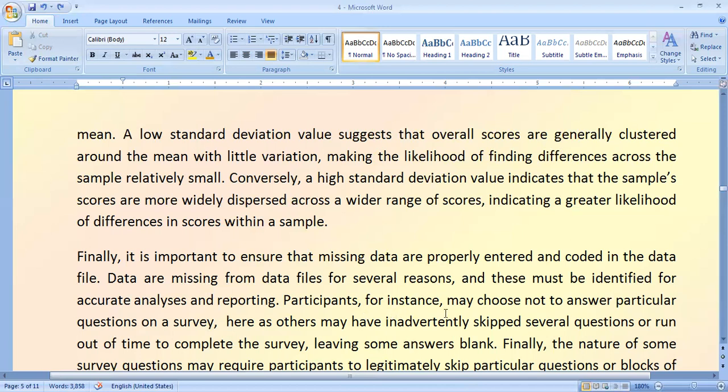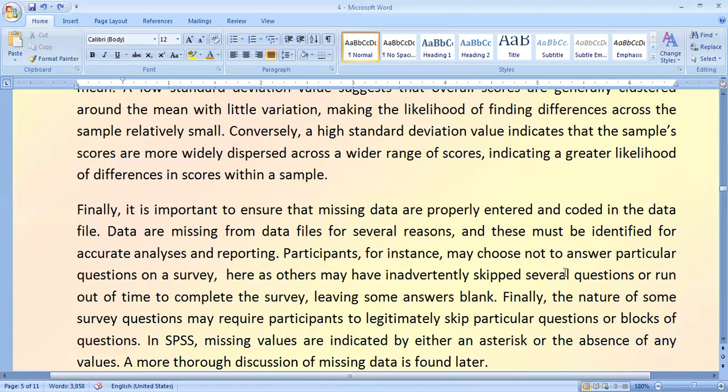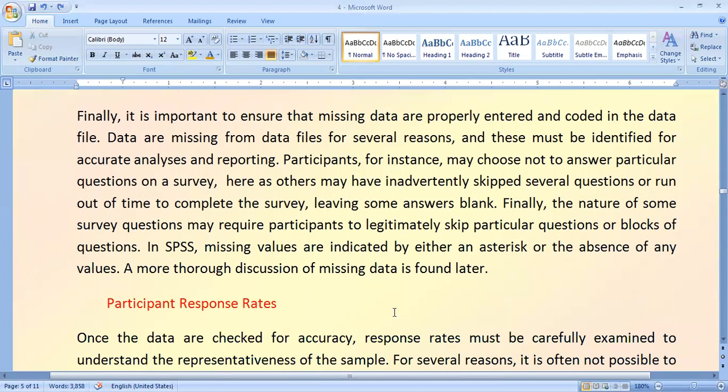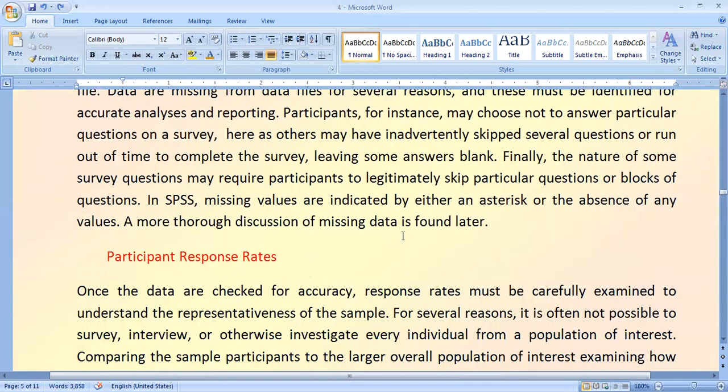Participants, for instance, may choose not to answer particular questions in a survey. Others may have inadvertently skipped questions, or skipped several questions and run out of time to complete the survey, leaving some answers blank. Finally, the nature of some surveys may require participants to legitimately skip particular questions or blocks of questions. In SPSS, missing values are indicated by either an asterisk or a period, or by the absence of any values. A more thorough discussion of missing data is found later.